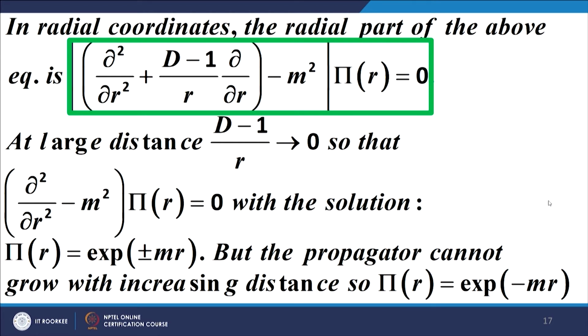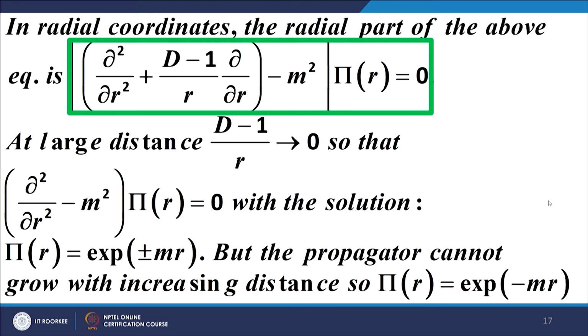Writing out the Laplacian explicitly in terms of spherical coordinates, we get the expression given in the green box. Further, as r tends to infinity, as r becomes large, the second term, that is the d by dr term, vanishes, and we are left with a straightforward differential equation, d squared by dr squared minus m squared equals pi r, with the explicit solution pi r equal to exponential plus or minus m r.